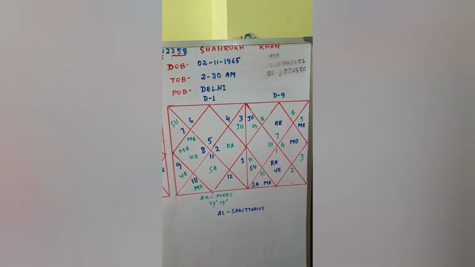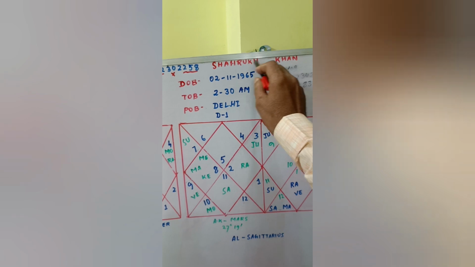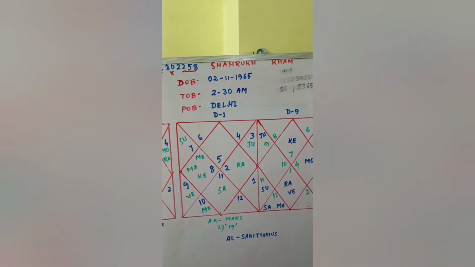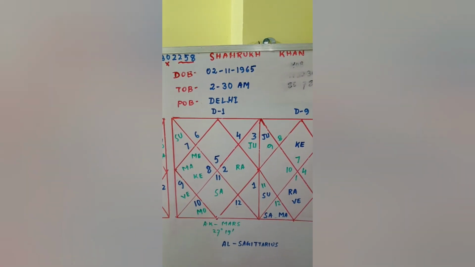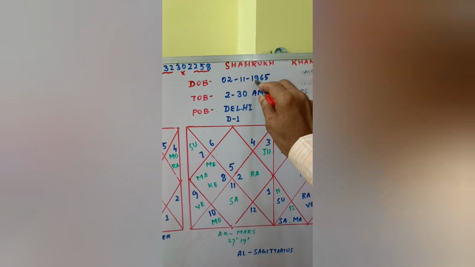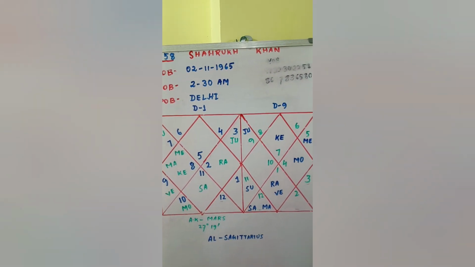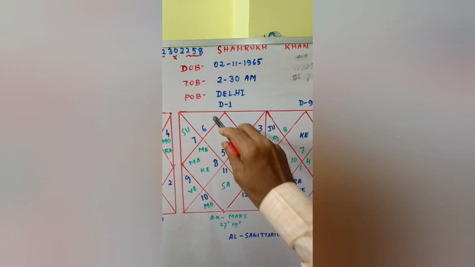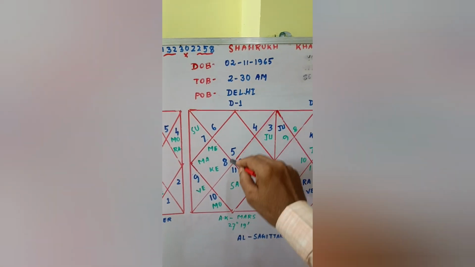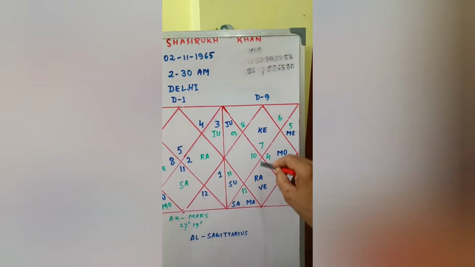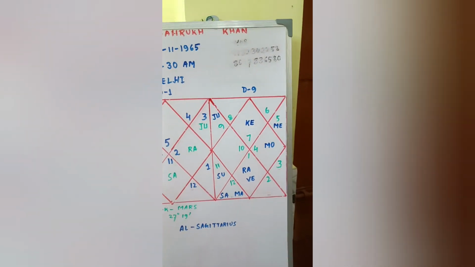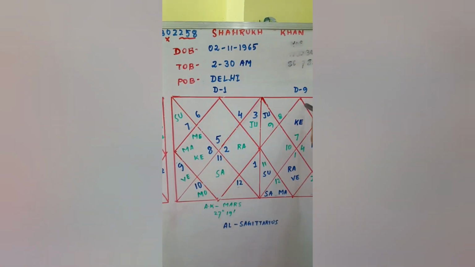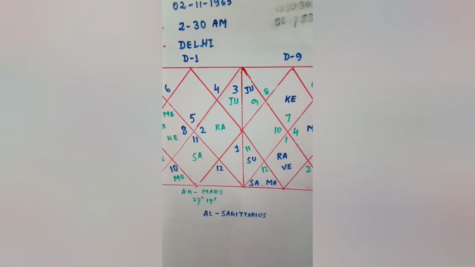Now the great celebrity actor of Bollywood, Shah Rukh Khan, birth chart and other charts. Here the date of birth is 2nd November 1965. Time of birth 2:30 am. Place of birth Delhi. This is the birth chart D1, and D9 is the Navamsha Kundali. D1 and D9 are adjacent herewith.